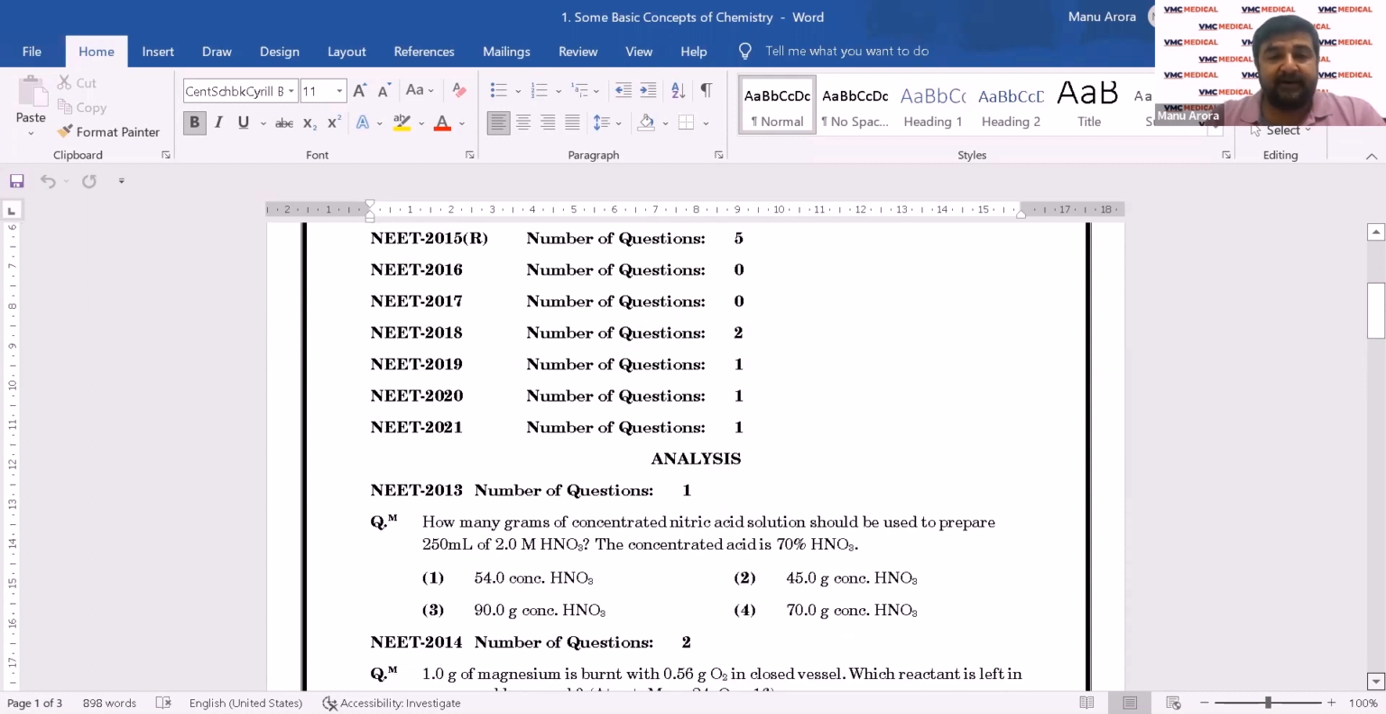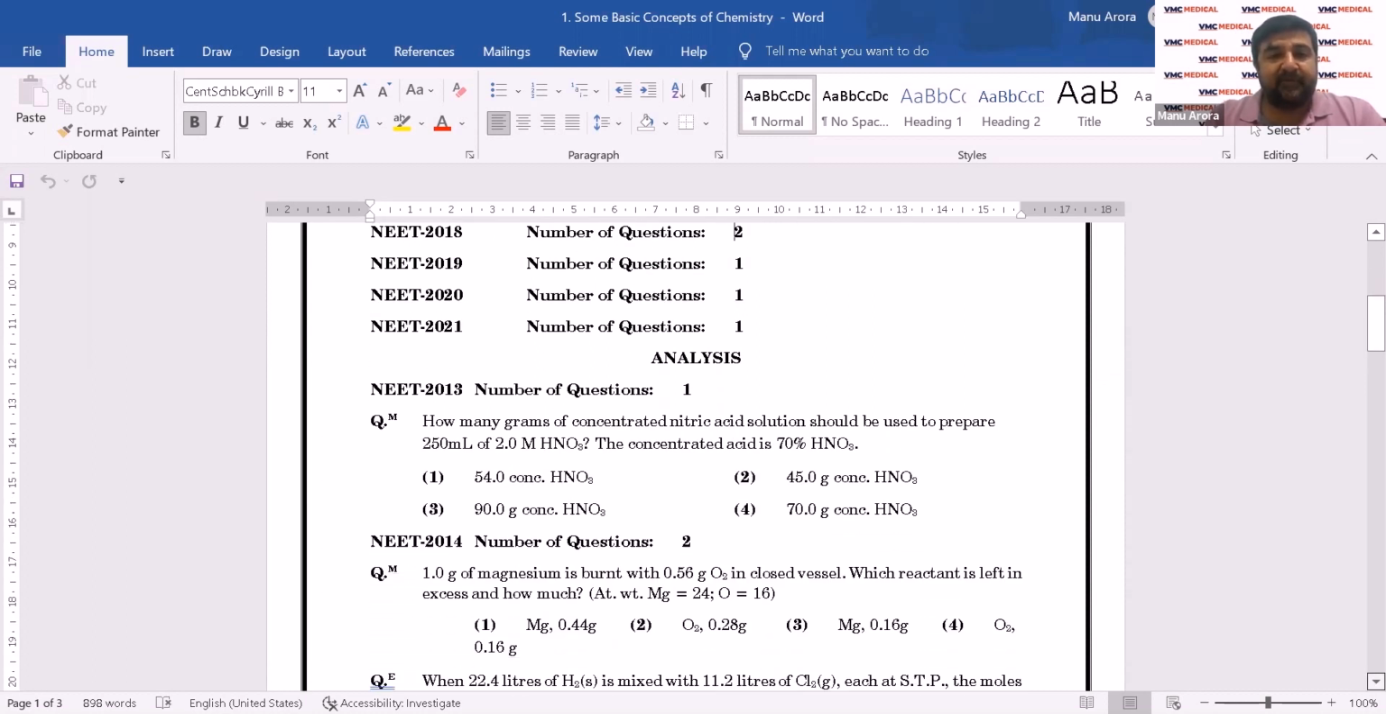In 2013, we got one question coming from this chapter, and you can look at this question. It's a very simple question, which is not based on any titration. It's based on simple concentration terms. It's related to calculation of moles and then calculation of concentration. So it's a moderate level question. I won't say that it's very easy, but it's a moderate level question.